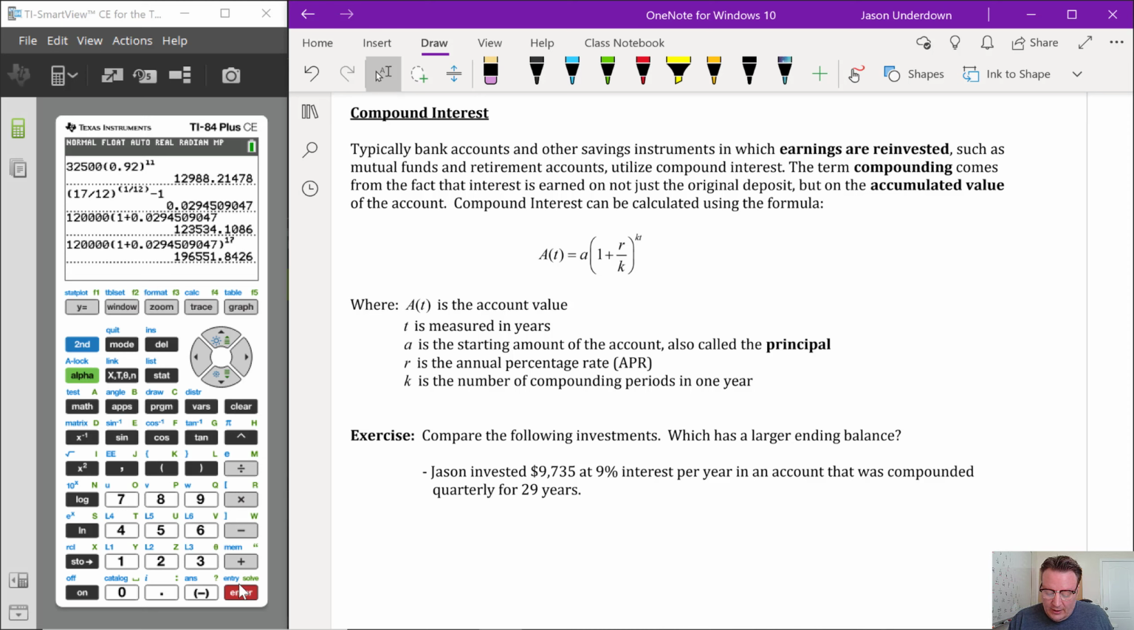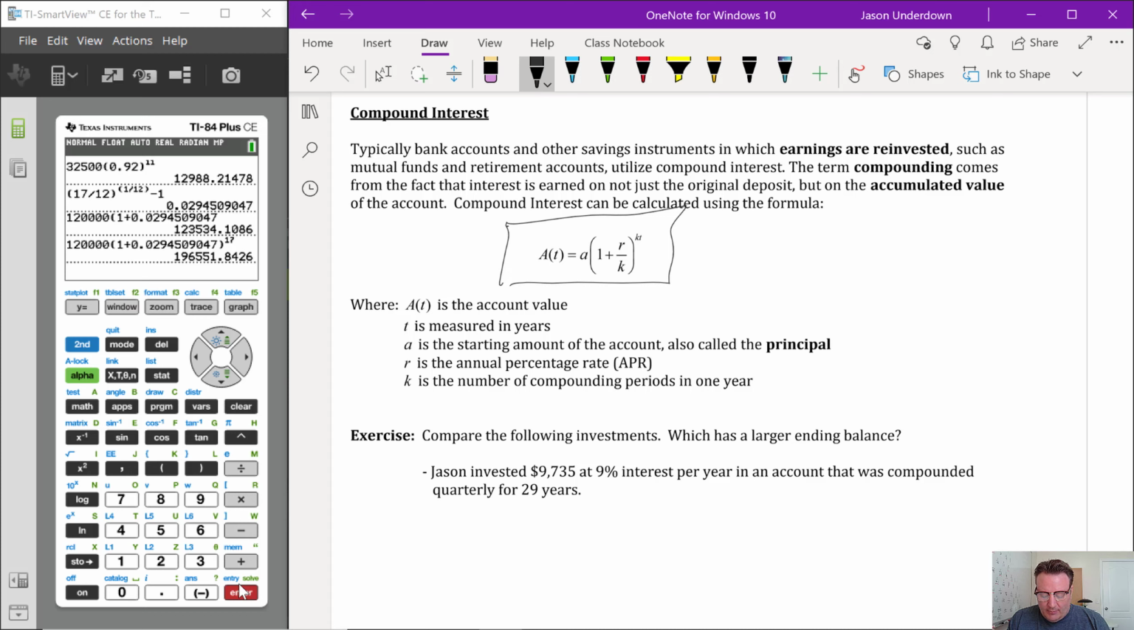Okay, so we can compute compound interest using this formula here. Now, you don't need to memorize this formula. I know it's kind of complicated. We'll give this to you on exams, but you definitely need to know how to use it, and you need to know what the different pieces of it refer to. So A of t represents the account value after t years. T is measured in years. And we'll always do years for this kind of problem.